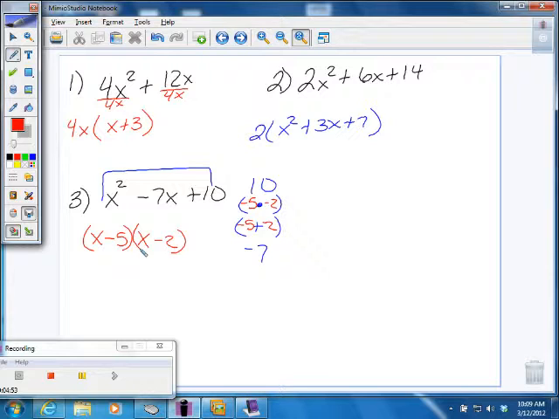Again, if I look up here at 1 and 2, this is factoring out the GCF, the opposite of the distributive property. Factoring out a trinomial is the opposite of the double distributive property, or FOIL. So if I was to double distribute here, I should get x squared minus 7x plus 10. Questions on this?